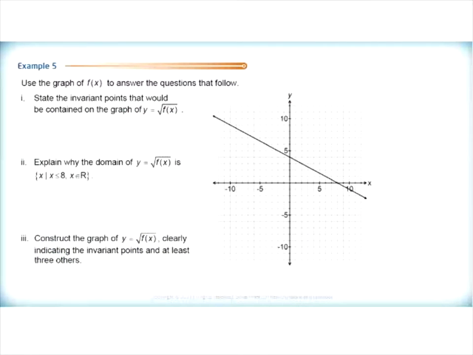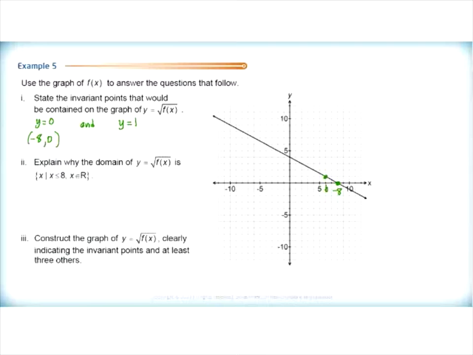In example 5, we are asked to use the graph of f of x to answer the questions that follow. First of all, we have to state the invariant points that would be contained on the graph of y equals the square root of f of x. Again, let's look at where the value of y is equal to 0. So y is equal to 0 when x is equal to -8. So one invariant point would be at (-8, 0). And the other invariant point will occur when y is equal to 1. So the value of x for which y is equal to 1 is a positive 6.